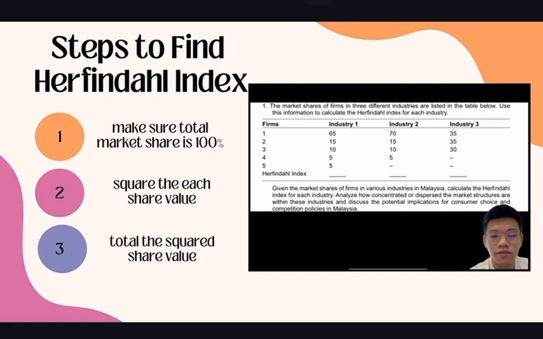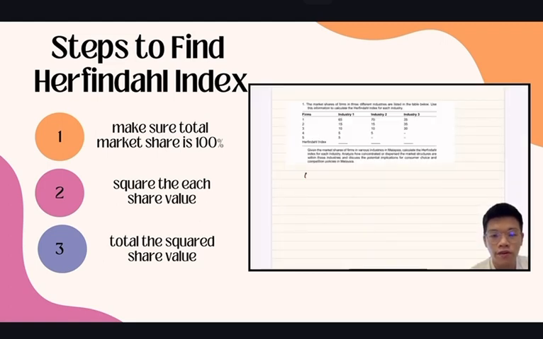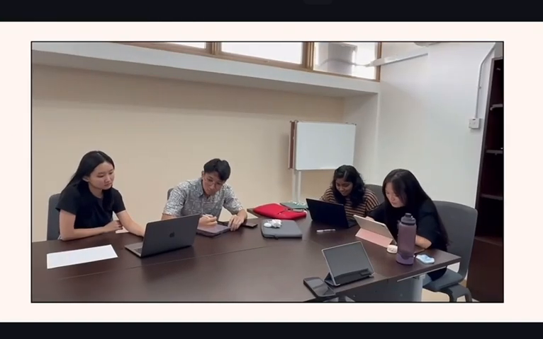The question asks us to find the Herfindahl index. Firstly, you have to make sure that the total share is equal to 100%. Next, you have to square the share value. For example, we use industry 1. Firstly, you square the 65, you square 15, then until the last one, which is 5. After that, you total up all the squared values, then you get the Herfindahl index for industry 1, and the same way for industry 2 and 3.